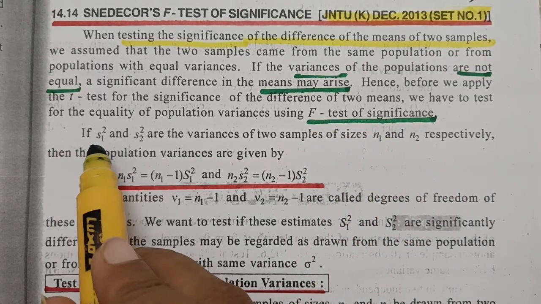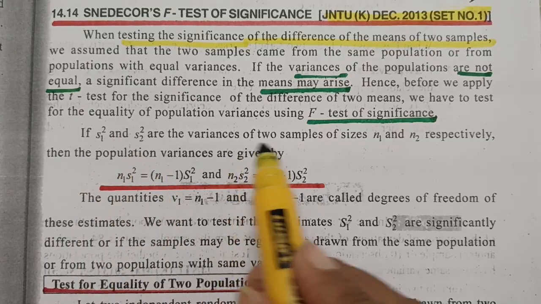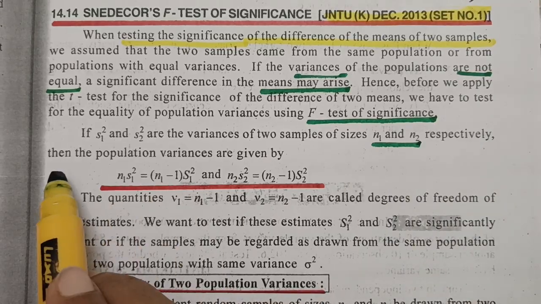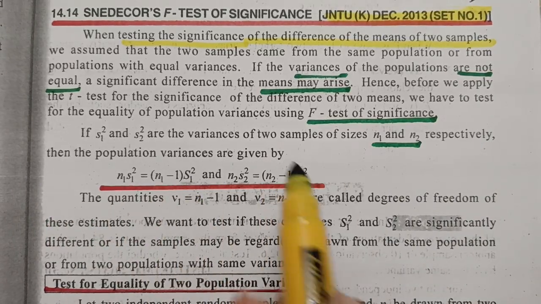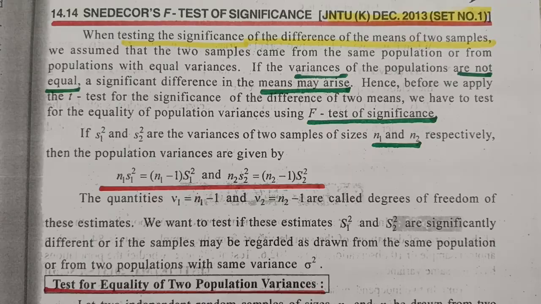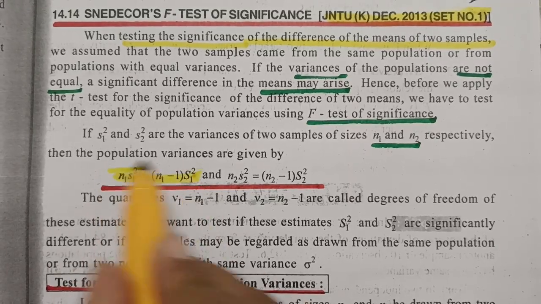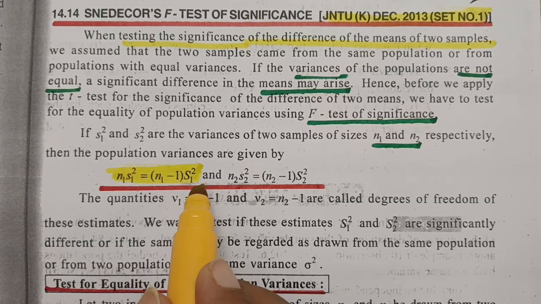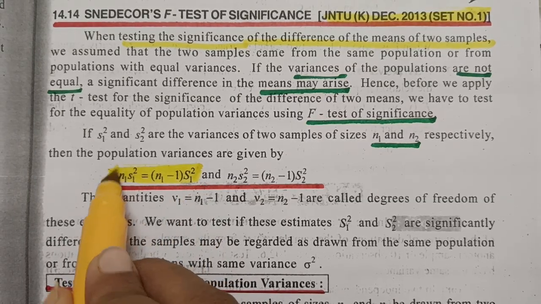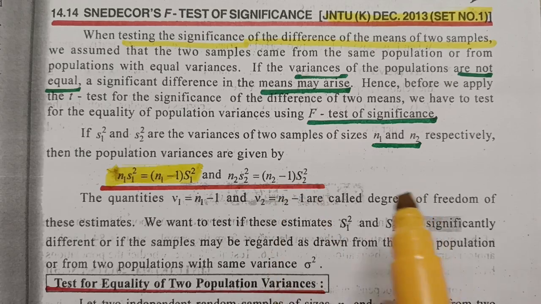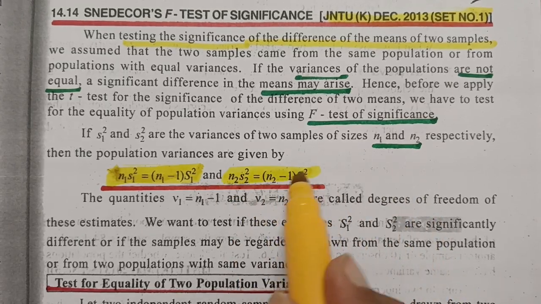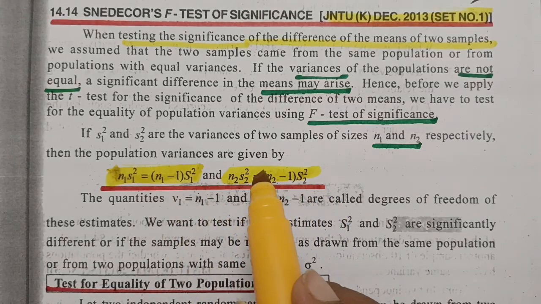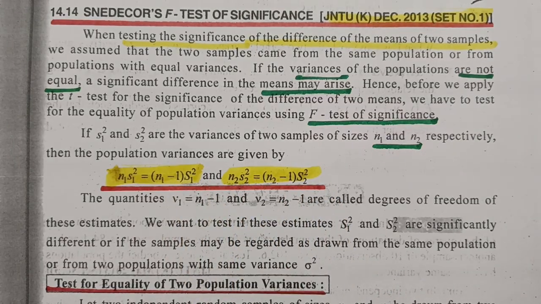If S1 square and S2 square are the variances of the two samples of sizes N1 and N2 respectively, then the population variances are given by this formula: N1 S1 square is equal to N1 minus 1 into capital S1 square. So this is the sample variance and this is the population variance. N2 S2 square is equal to N2 minus 1 into capital S2 square. This is the formula which I am going to use in the problems.